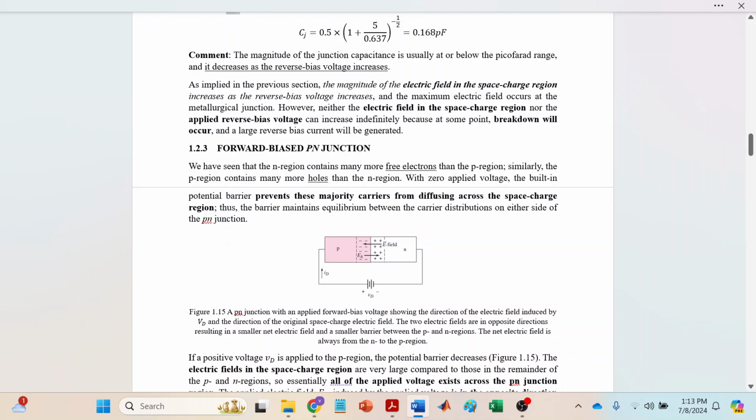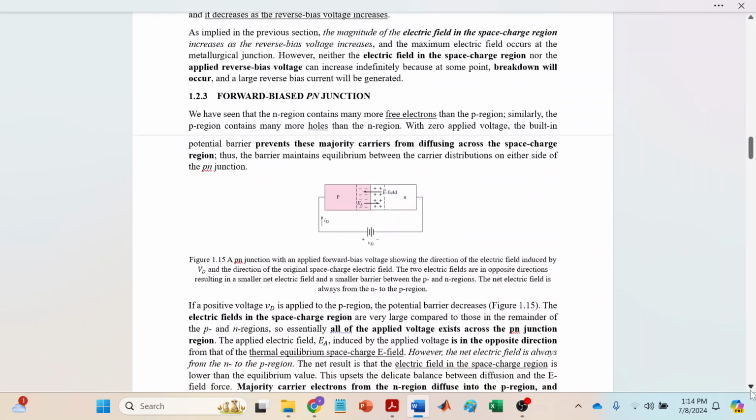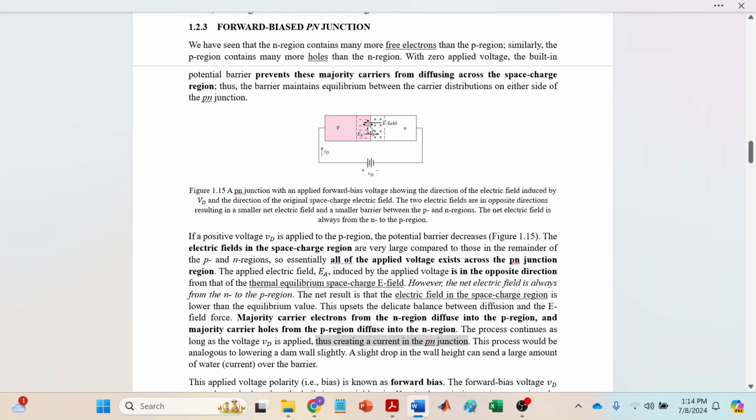Now we talk about the forward bias Pn junction. So there's the third scenario. In this junction, a forward bias voltage is applied across the Pn junction, meaning that the negative part of the voltage is applied to the N region, and the positive voltage is applied to the P region. Now, in this case, remember that there's already an electric field in thermal equilibrium.